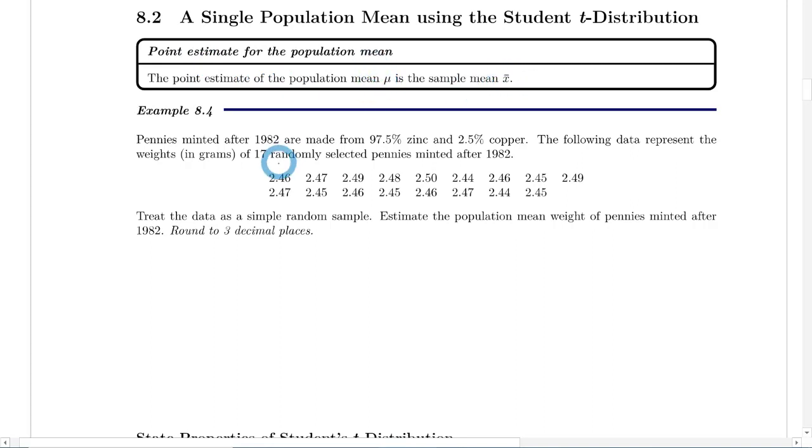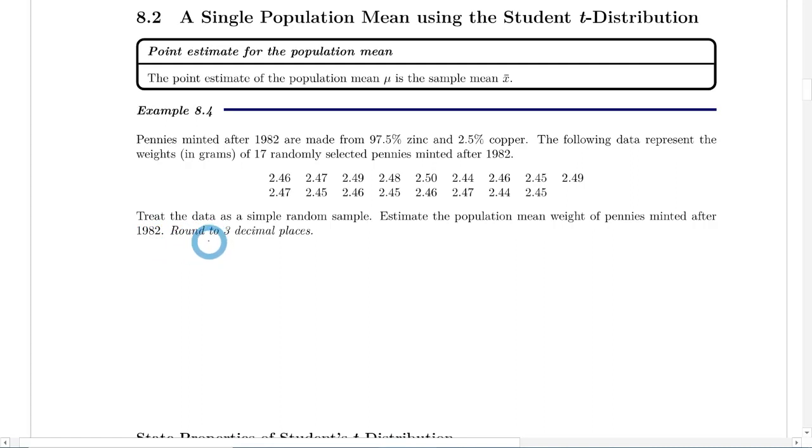So in this example, we have pennies minted after 1982 that are made from 97.5% zinc and 2.5% copper. The following data represent the weights in grams of 17 randomly selected pennies minted after 1982. Treat this data as a simple random sample, and let's go ahead and estimate the population mean weight of pennies after 1982 and round to 3 decimal places.